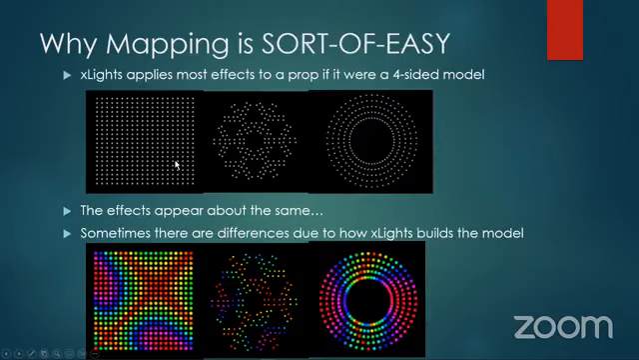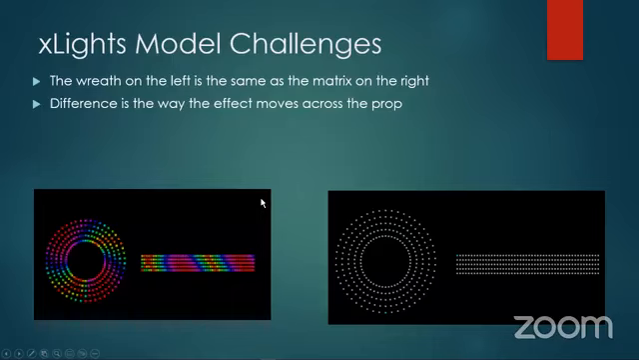And this is why mapping is sort of easy, because there are some models, and there are some submodels that matter, where it doesn't map exactly the way that you think it's going to. So sometimes there are differences in how an effect renders or comes across the model just because of the way xLights builds the model for you. We'll get more into that here whenever you see these two models side by side.